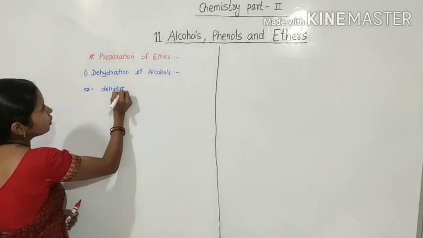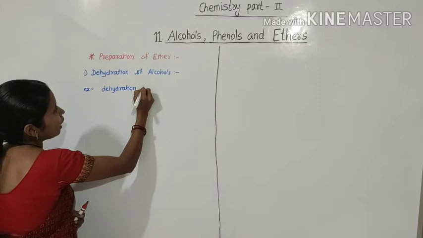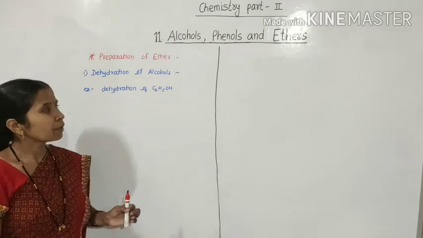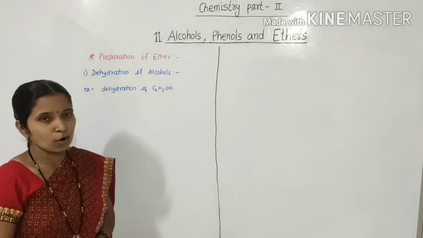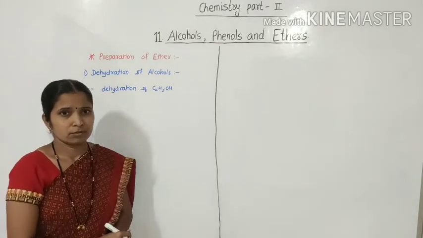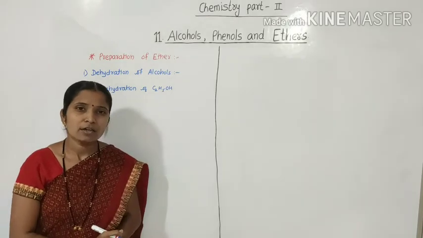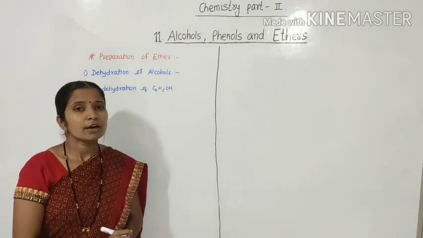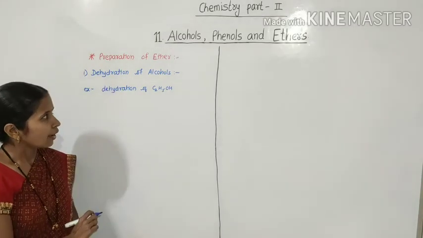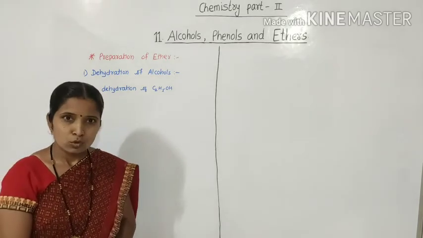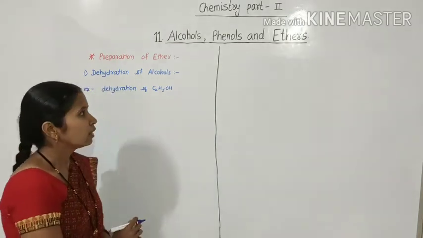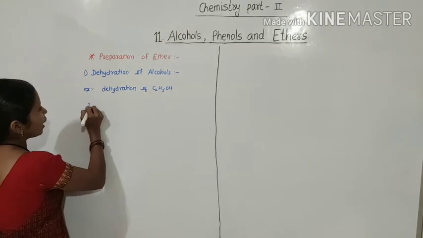Dehydration of ethanol. So how is ether prepared from dehydration of ethanol? Let's see. First, ethanol is heated with a dehydrating agent like H2SO4 at 413 Kelvin to form diethyl ether, and ethanol is heated with H2SO4 at 443 Kelvin to form alkene.